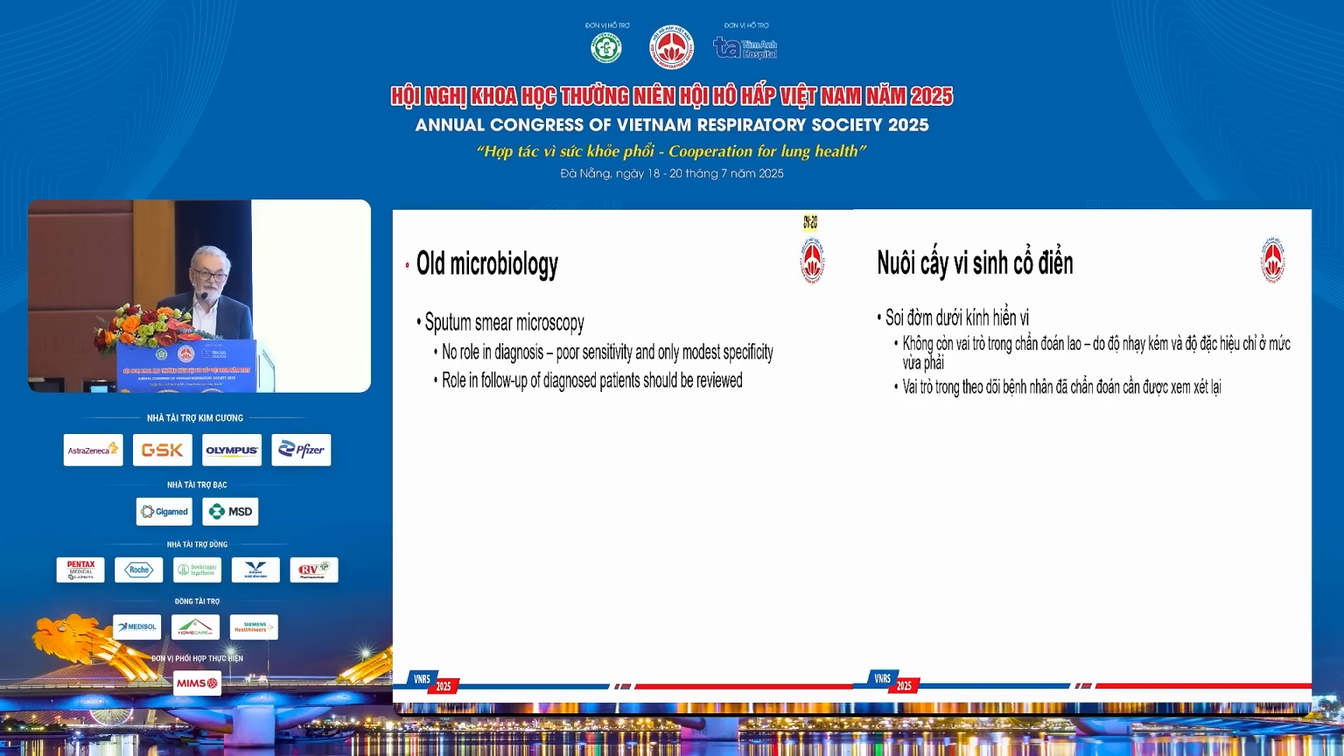So sputum smear microscopy really has no role in the management of TB, okay? It is not useful for the diagnosis of TB, has very low sensitivity, has quite low specificity. It has no role in the diagnosis of TB. Officially, in the WHO guidelines, people still talk about monitoring sputum smear microscopy for treatment outcomes. That is still in the guidelines. I think it will come out of the guidelines soon because it's not really very useful, but it is still there in the guidelines. I think the role in the follow-up of diagnosed patients needs to be reviewed.